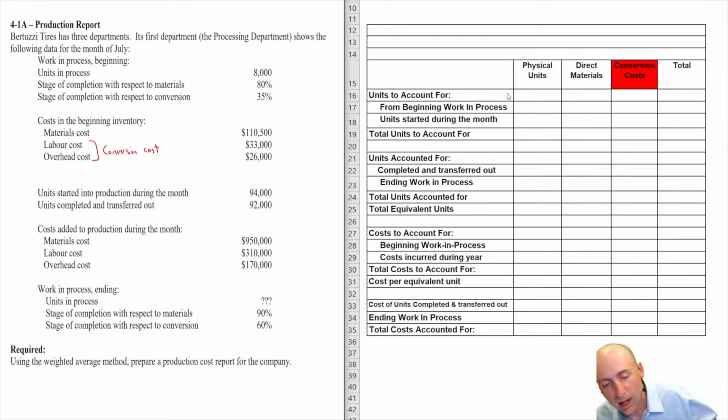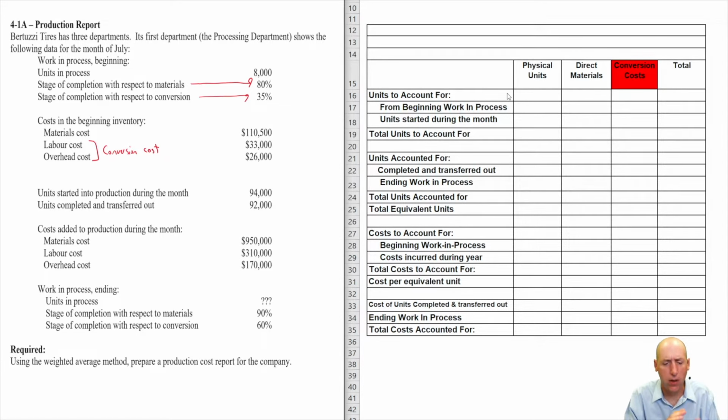The other thing I want to draw your attention to is that we can have our product be at a different stage of production or different stage of completion with respect to materials, and then also with respect to labor and overhead. Here's an example I want you to think of. I'm making chocolate chip cookies, so I get the flour, the sugar, the eggs, the chocolate chips, whatever else goes in a cookie. I don't know. I don't cook anything.